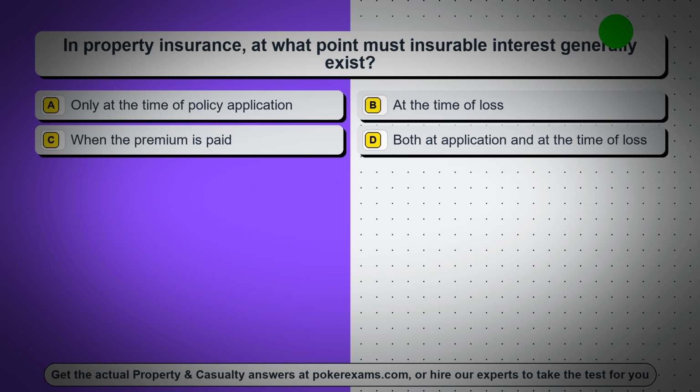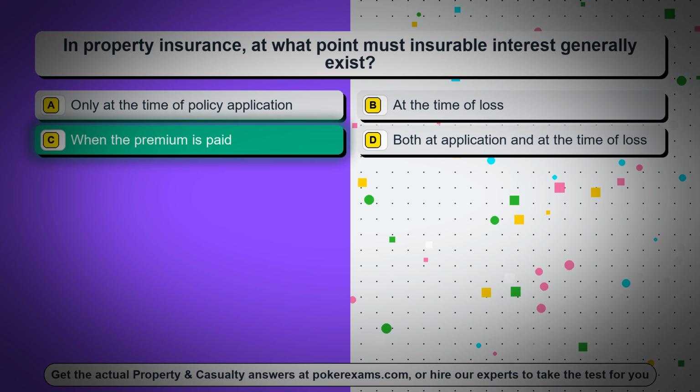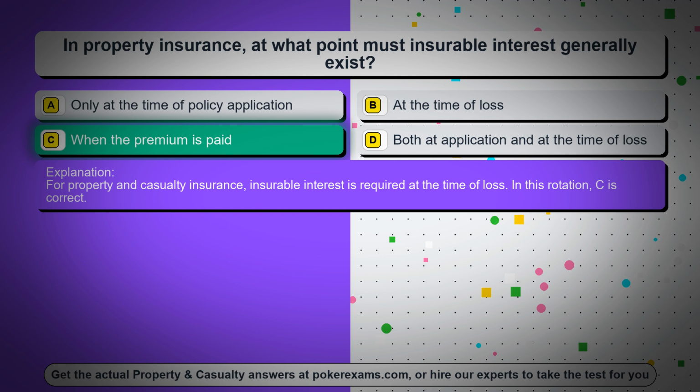Question 85. In property insurance, at what point must insurable interest generally exist? Option A, only at the time of policy application; option B, at the time of loss; option C, when the premium is paid; option D, both at application and at the time of loss. The correct answer is option C, when the premium is paid. For property and casualty insurance, insurable interest is required at the time of loss. In this rotation, C is correct.